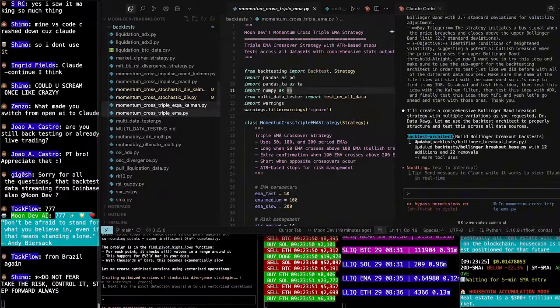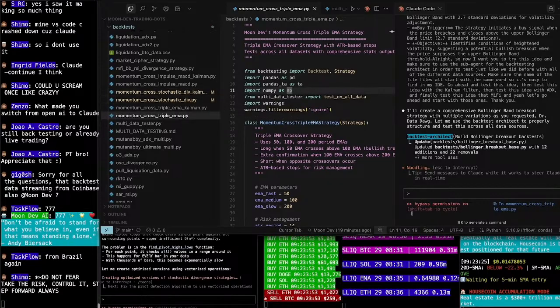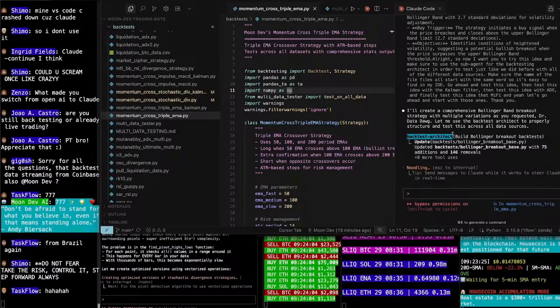Okay, so that one didn't look too hot either. So I'm passing on all those. So I'll create a comprehensive Bollinger Band breakout strategy with multiple variations as you requested, Dr. Datadog. Let me use the backtest architect to properly structure and test these across all data sources.